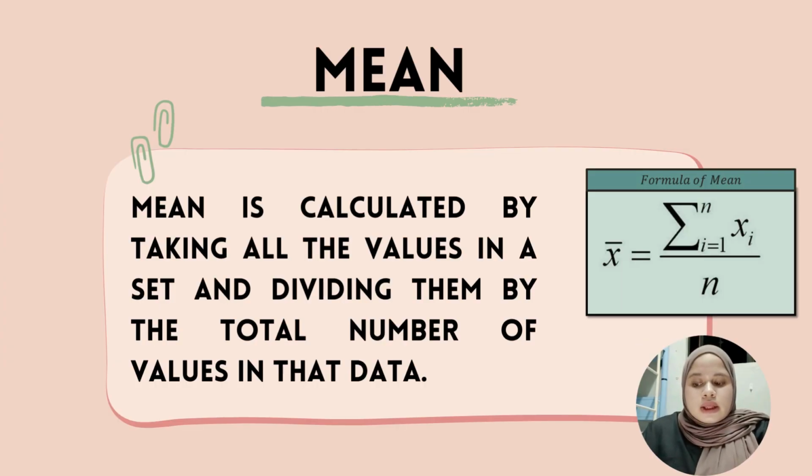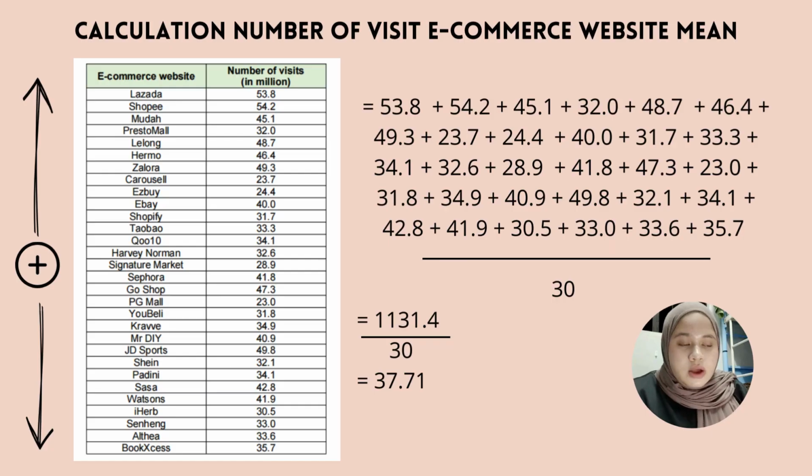Mean is calculated by taking all the values in a set and dividing them by the total number of values in the data. Simply, we can say the formula for the mean is to sum all of the data and divide it by the number of data. Firstly, we need to calculate the number of visits e-commerce website mean. So, first we sum up all of the number of visits and divide by 30, which is the number of data.